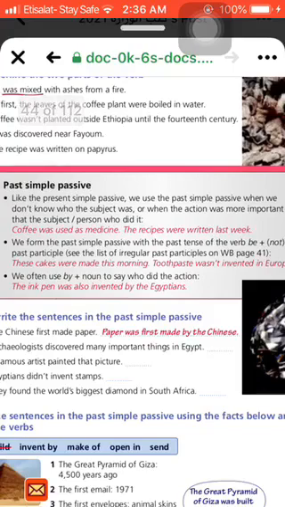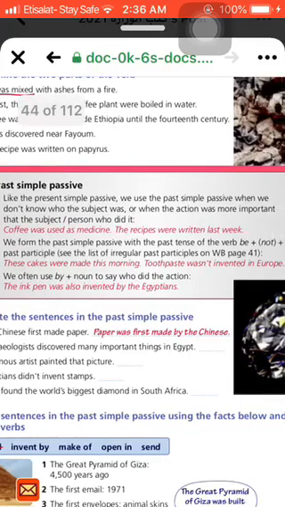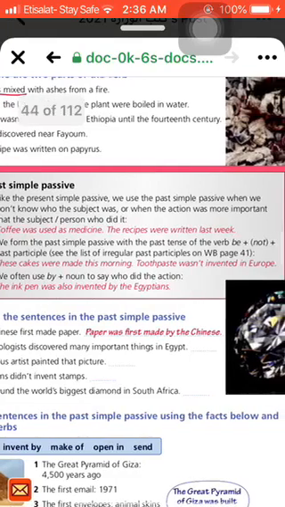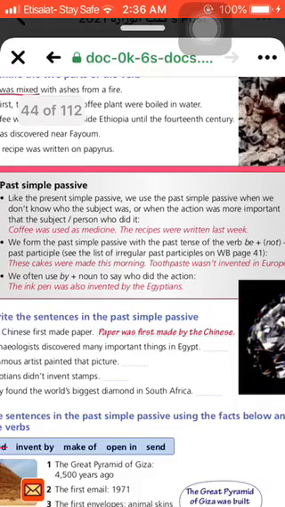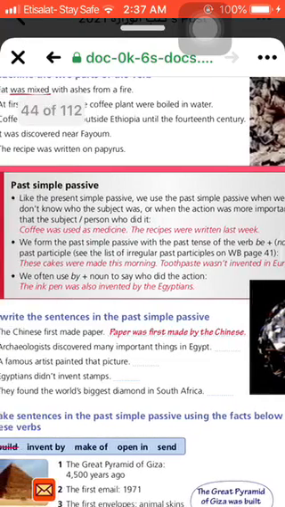Examples: Coffee was used as medicine. The recipes were written last week. So we form the past simple passive with the past tense of the verb be plus past participle. These cakes were made this morning. Toothpaste wasn't invented in Europe.